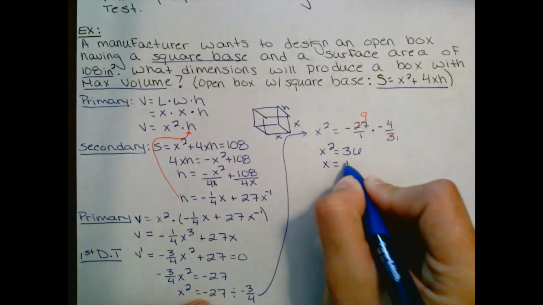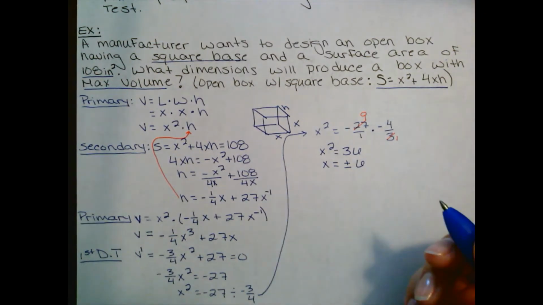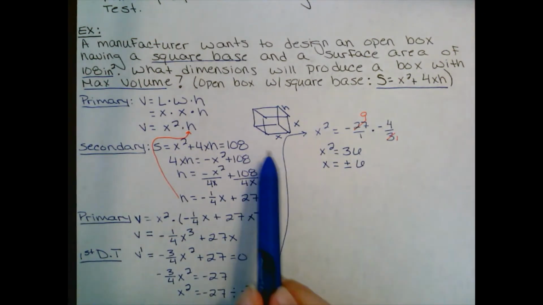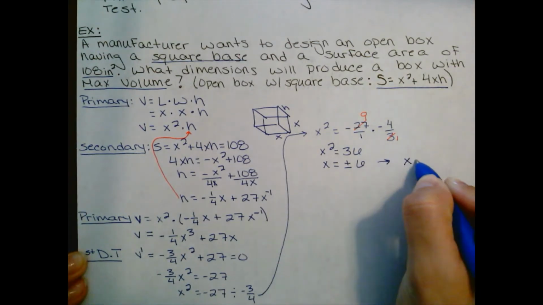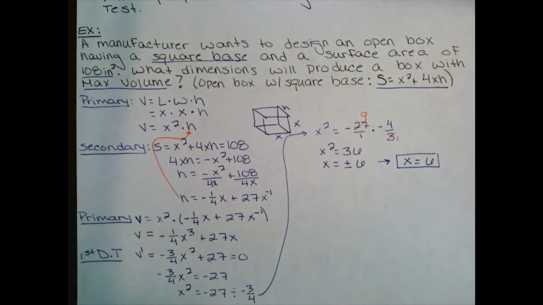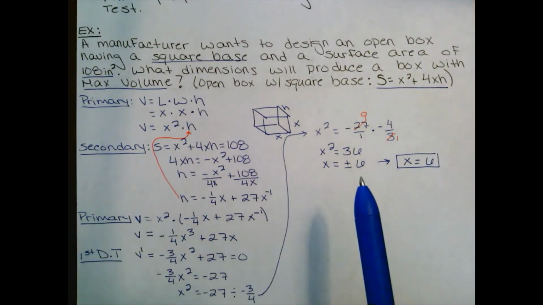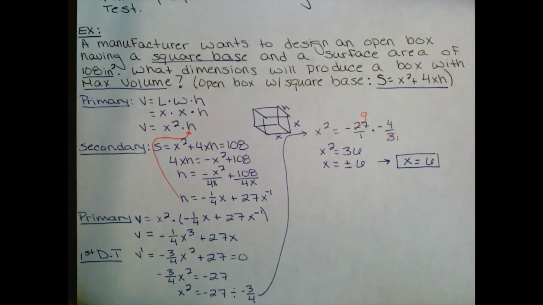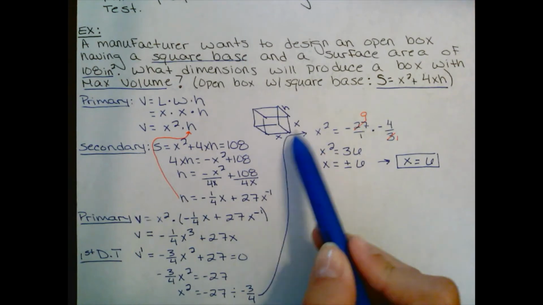So we had said that step 4 was to determine the domain. If I'm talking about dimensions of a box, I can't really have a negative dimension, so the only one I'm going to be working with is x equals 6. So far I found one of the dimensions. I found what the x was. Okay? So now all I have to do is, in order to say my dimensions, like length times width times height, blank by blank by blank, I have the x's. Now all I have to do is solve for h.